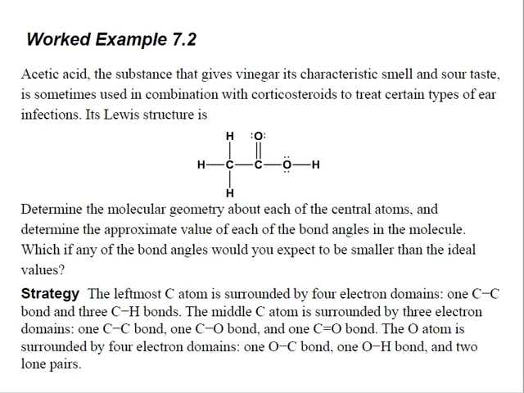Second example, acetic acid, the substance that gives vinegar its characteristic smell and sour taste, is sometimes used in combination with corticosteroids in treatment of certain types of ear infections. The Lewis structure has already been generated for us, as shown here. We have a carbon with 4 attachments, 3 hydrogens, and then another carbon. This carbon has a carbon on the left, an oxygen on the right, an oxygen above that has a double bond, and then there's a hydrogen off on the end.